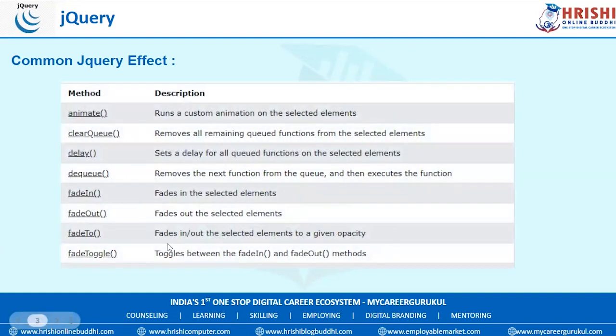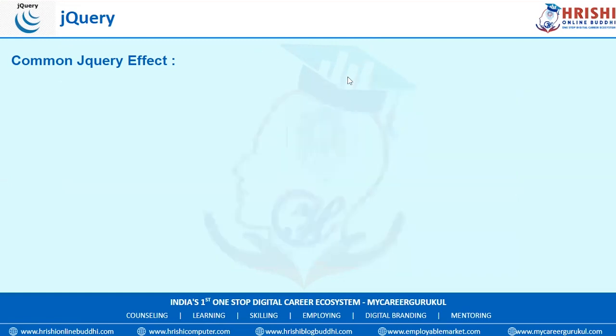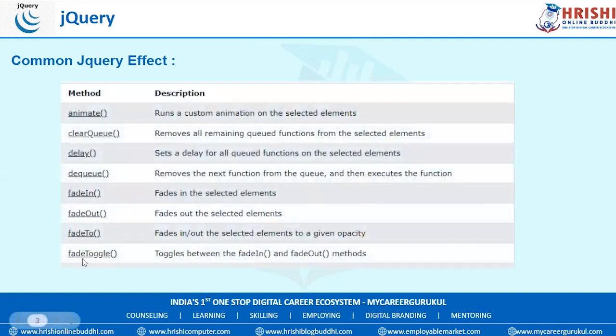Fade to. That means fade in and fade out the selected element to the given opacity. Fade in and fade out can be done individually on an individual element. But fade to fades the selected element to a given opacity, which means it will not fade completely. It will just fade to a given opacity. It will just become lighter, some kind of effect. As you can see, there is one particular logo here. We have given an opacity to it, so it has not faded completely, but has been faded to a particular limit. Then comes fade toggle.